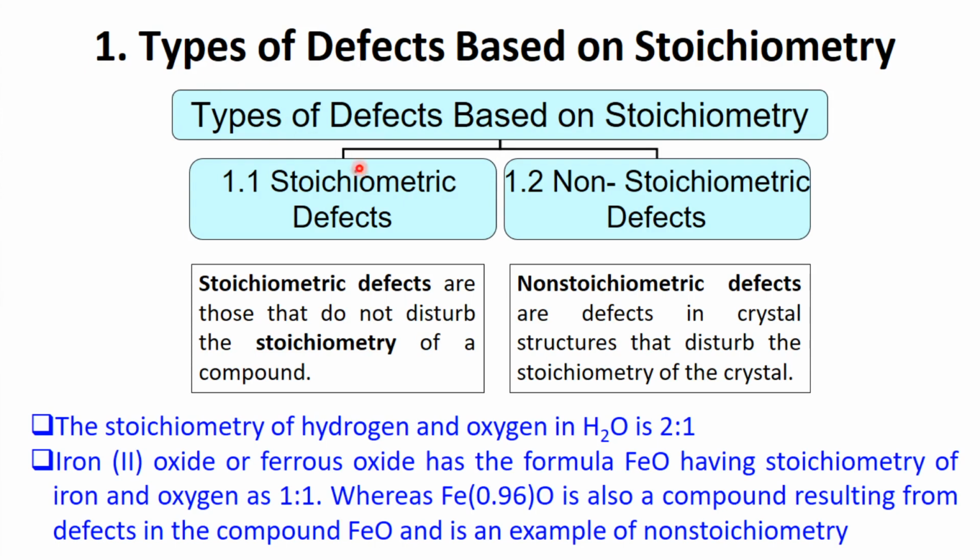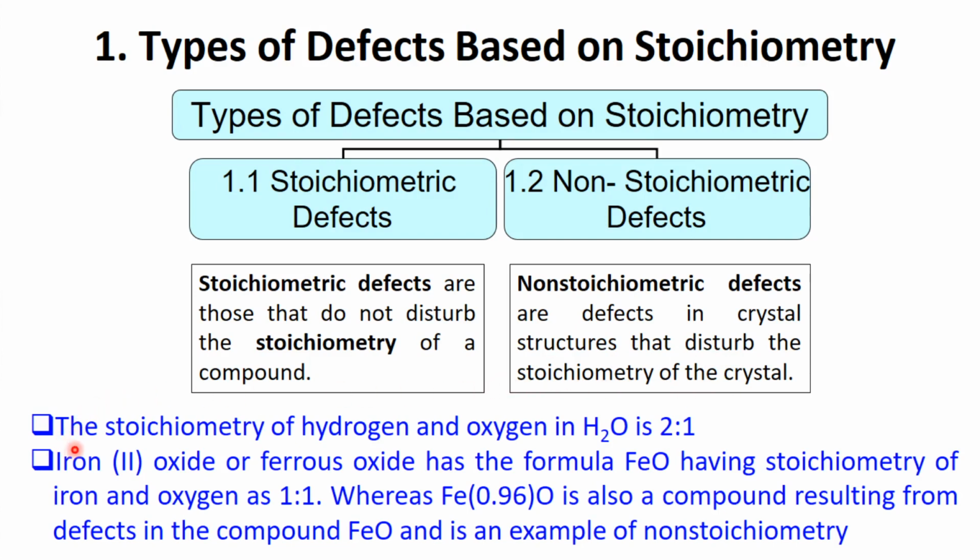Stoichiometric defects can be categorized into stoichiometric defects and non-stoichiometric defects. Stoichiometric defects are those that do not disturb the stoichiometry of the compound, whereas non-stoichiometric defects are defects in crystal structures that disturb the stoichiometry of the crystal.